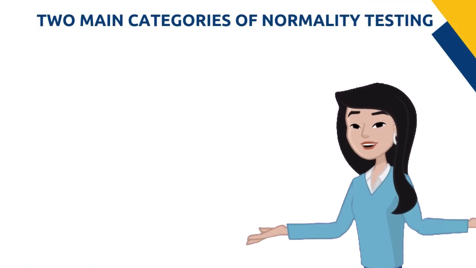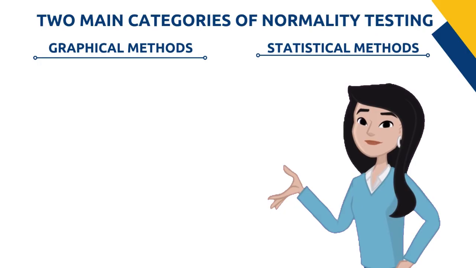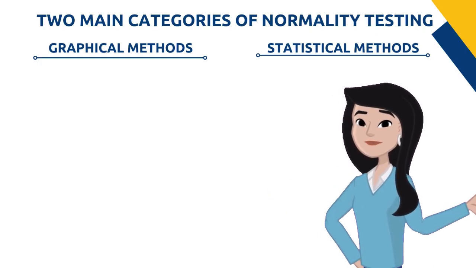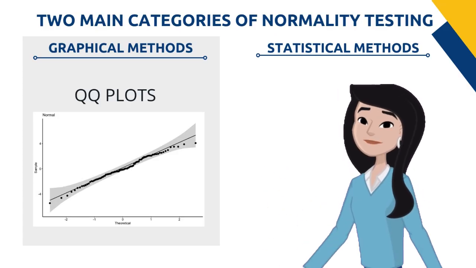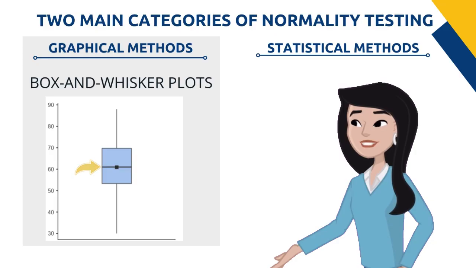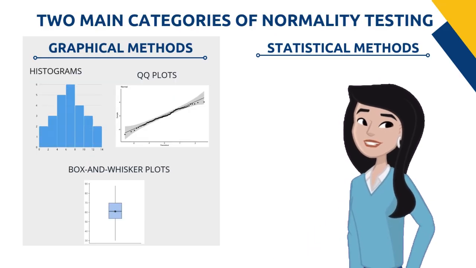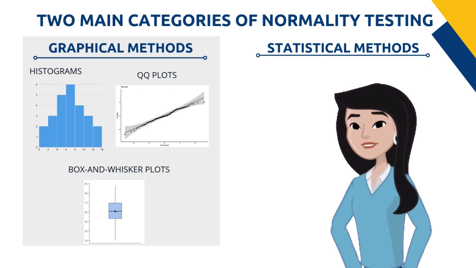Now, there are two ways to check for normality: graphical methods and statistical tests. Let's start with visuals, like giving your data a quick checkup. A histogram should show a smooth, bell-shaped curve. A QQ plot should have points aligning closely with the diagonal line. A box plot should show a centered median and balanced whiskers. These methods help spot skewness or outliers at a glance, but they don't provide statistical proof.